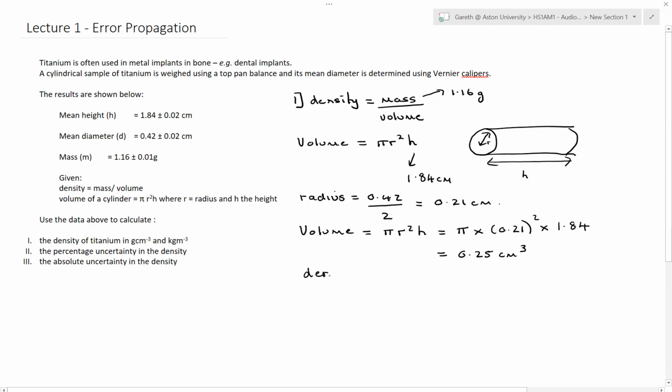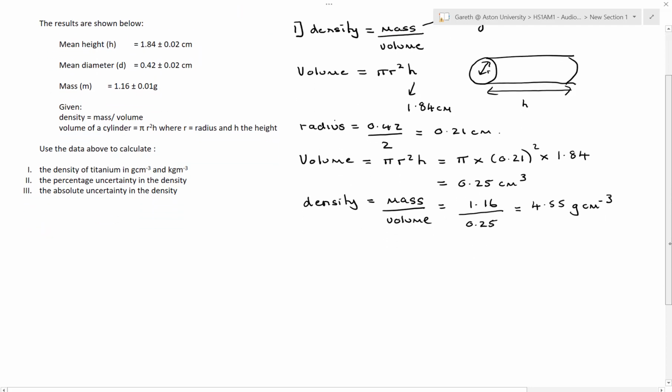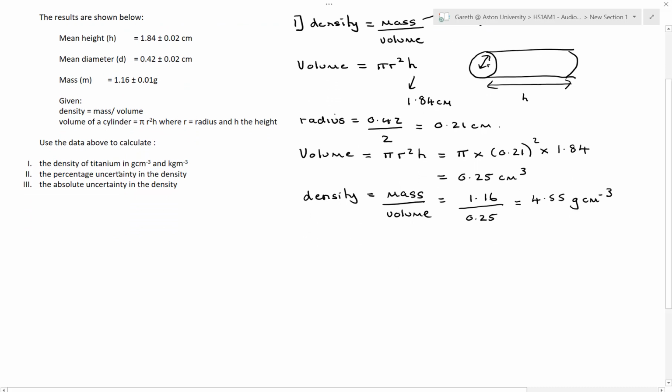Therefore now to calculate the density, it is equal to mass divided by volume. The mass was 1.16 grams and the volume was 0.25 centimeters cubed. So subbing that into our calculator we're going to get an answer of 4.55 grams per centimetre cubed. So that's our density of titanium in grams per centimetre cubed.